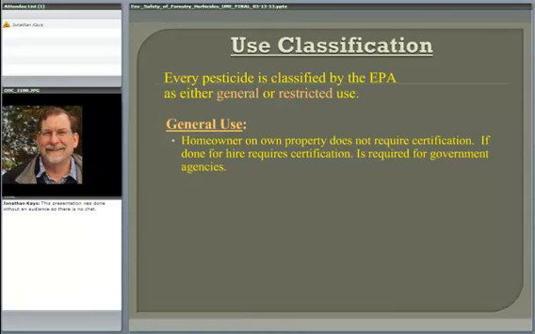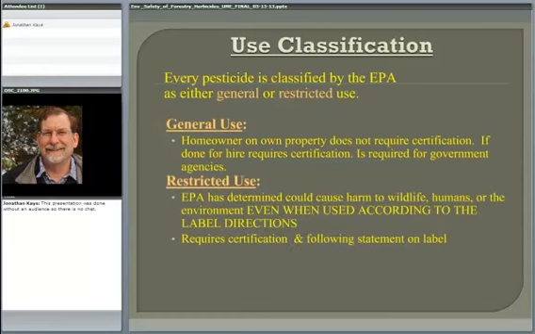And for most government agencies, it's also required. Even though they may be using Roundup on a state park, they're typically going to require certification, and that's just kind of the way it works. Now, restricted use herbicides, or pesticides in general, the EPA has determined can be harmful to wildlife, humans, or the environment, even when used according to the label directions. So, because they're a little more, hotter, as they would say, and you want to make sure that they're handled properly, these require a certification.